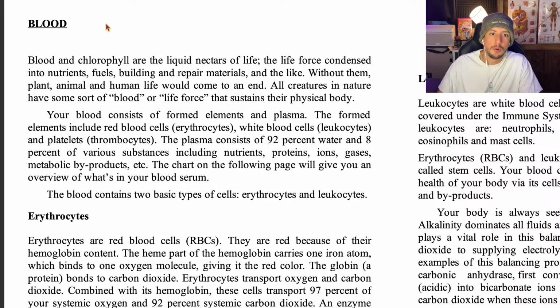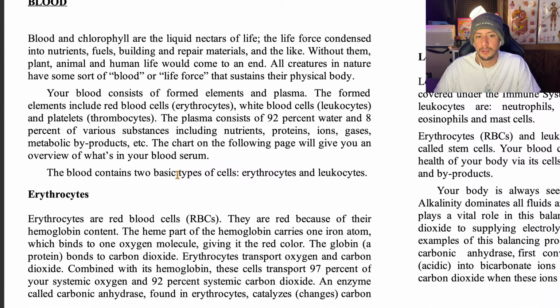Blood and chlorophyll are the liquid nectars of life, the life force condensed into nutrients, fuels, building and repairing materials, and the like. Without them, plant, animal, and human life would come to an end. All creatures in nature have some sort of blood or life force that sustains their physical body. It's a nice way to put it.